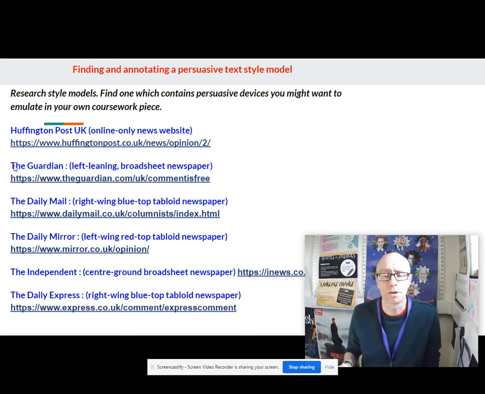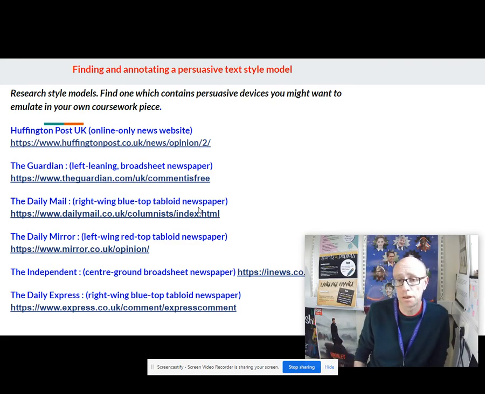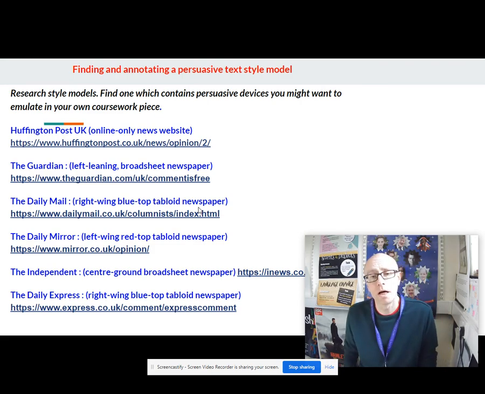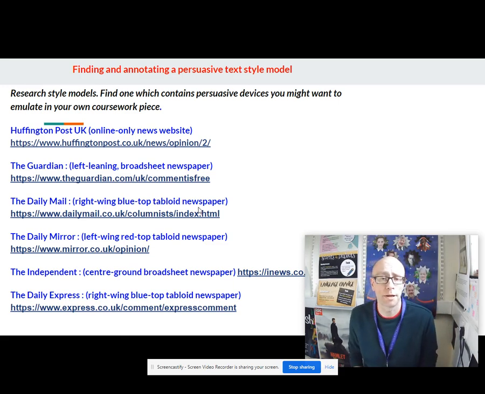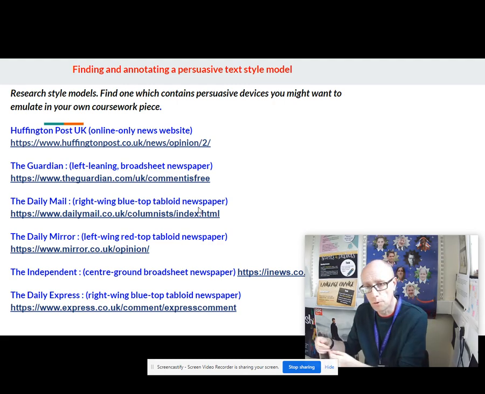The article that we've just looked at today is from The Guardian, so there's your left-leaning broadsheet newspaper. If you want to read something that's more right-wing, i.e. more conservative supporting, you could be reading the Daily Mail, which is a blue-top tabloid newspaper. You could be going to the Daily Mirror if you're wanting to look at a more tabloid approach. So the Daily Mirror is a left-wing, red-top tabloid newspaper. We have the Independent newspaper, which is a more centre-ground broadsheet newspaper. Or you could go to the Daily Express, which is a right-wing, blue-top tabloid newspaper, a bit similar to the Daily Mail, but probably a bit more right-wing.